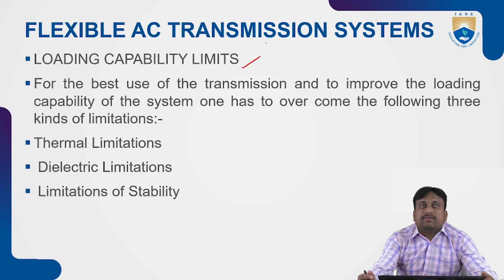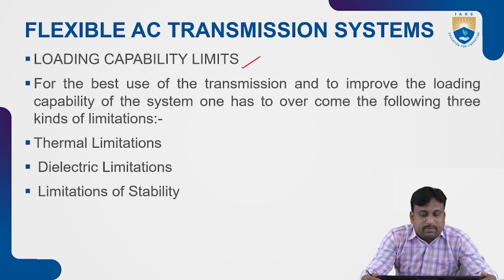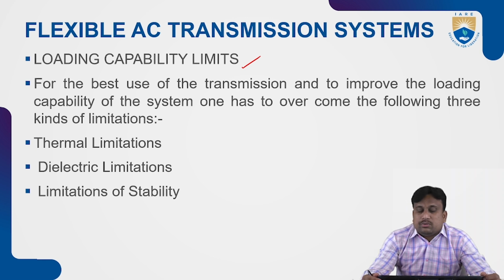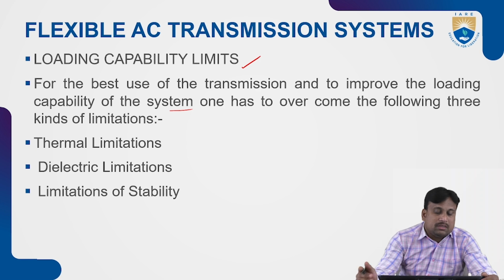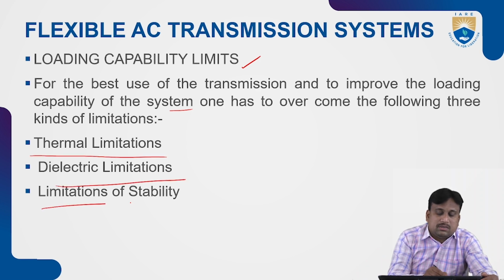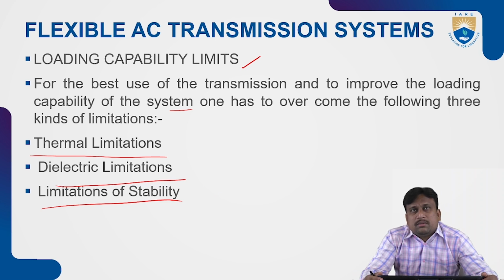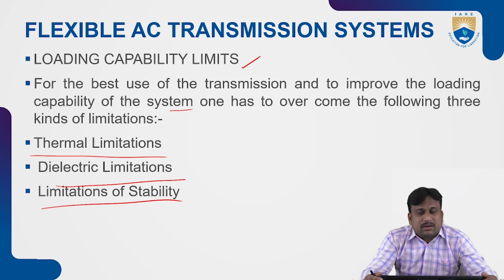Here it is introduced with the loading capability limits. For the best use of the transmission network and to improve the loading capability of the whole network, one has to overcome the limitations of the line. That means thermal limitations, dielectric limitations and stability limitations. Thermal limitations we already discussed: when the line carries power over longer distances, it may incur I square R losses, and dielectric limits may also influence the line parameters. This may indirectly influence the stability. These are suitable parameters that must be considered for the best use of the transmission parameters to improve the loading capabilities of the system.